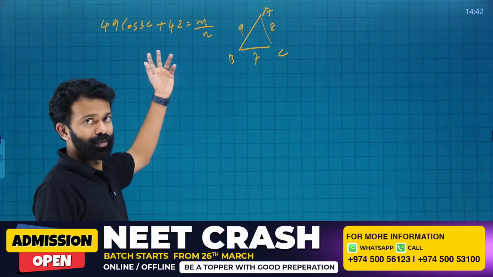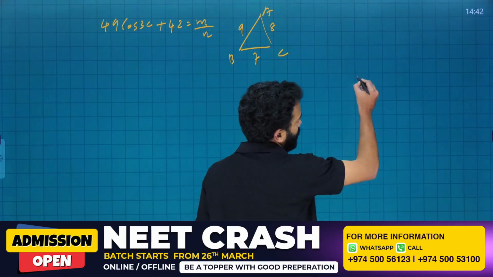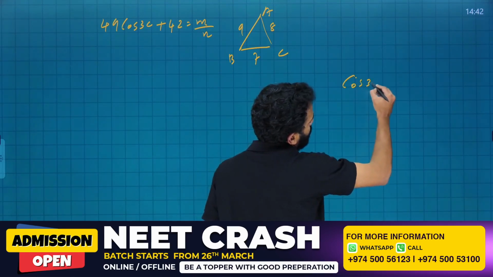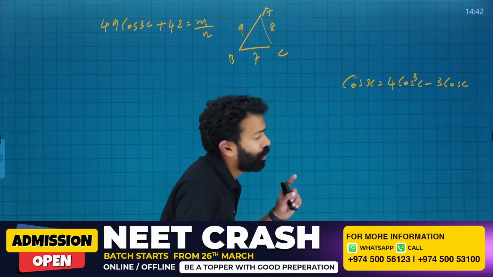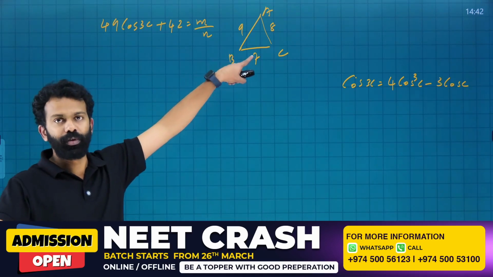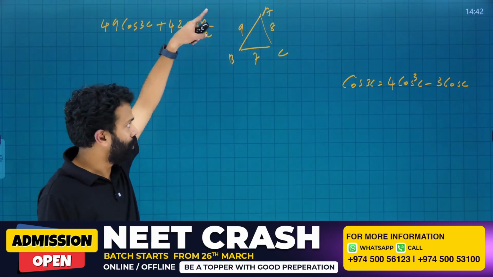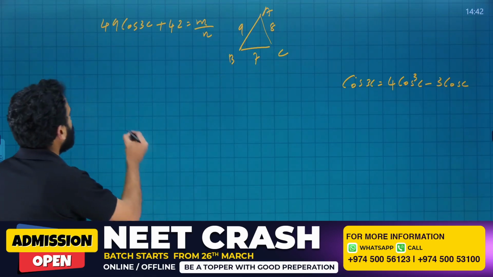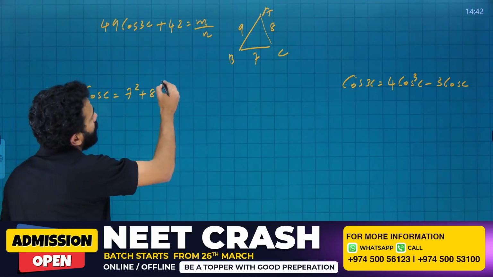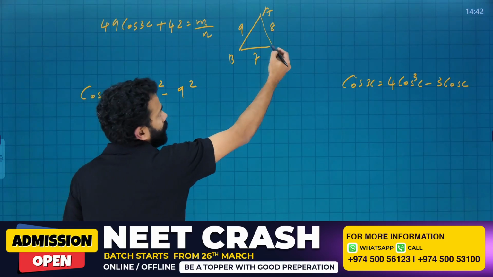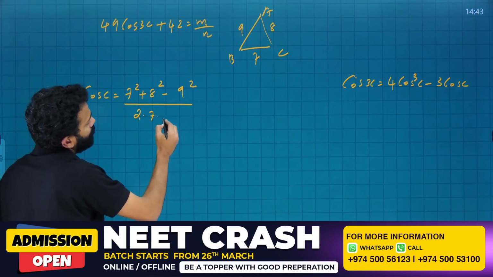And how are you going to solve this? See, what is cos 3C? What is the formula of cos 3C? The formula for cos 3C is 4 cos cube C minus 3 cos C. Okay, cos C we can find from this triangle using the cosine formula again. Earlier we used the cosine formula with respect to angle A. Now we can use it with respect to angle C. So what will be cos C? Cos C is equal to 7 square plus 8 square minus 9 square divided by 2 into 7 into 8.